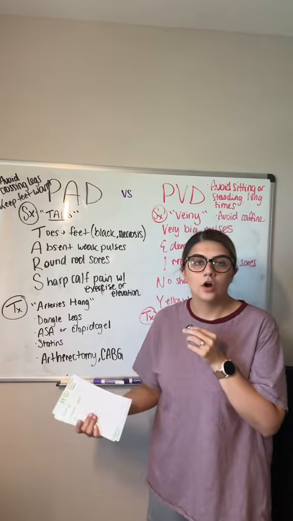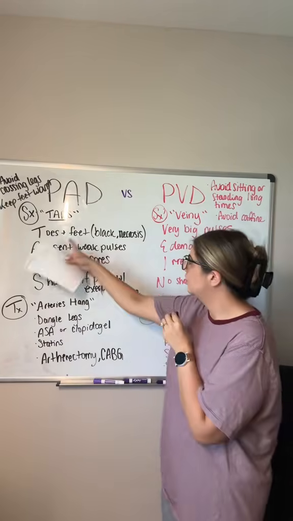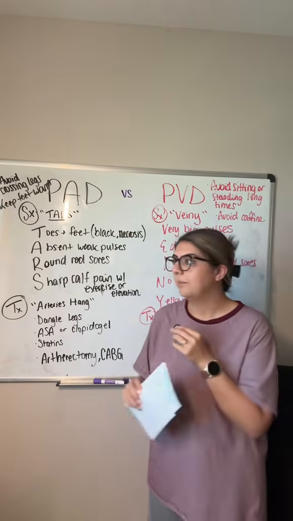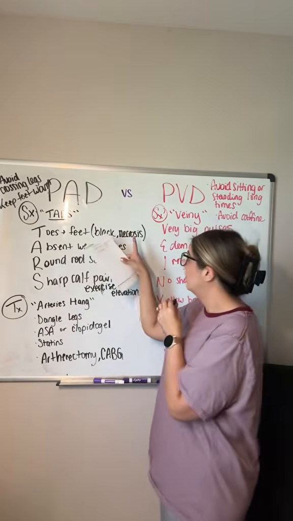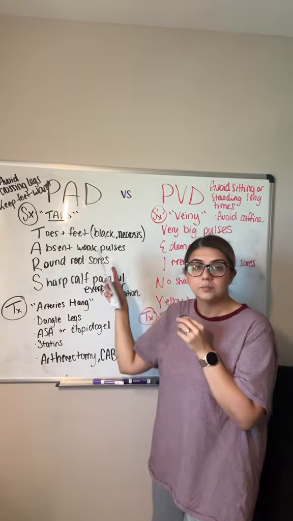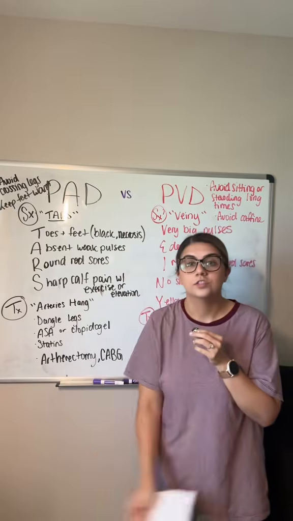PAD, I want you to think of absent. Symptoms, think of TARS. Toes and feet. If we have no blood flowing to our toes and feet, what do you think is going to happen? They're going to be black. We might see necrosis. You might see what? Absent, weak pulses, because why? We have no blood circulation.